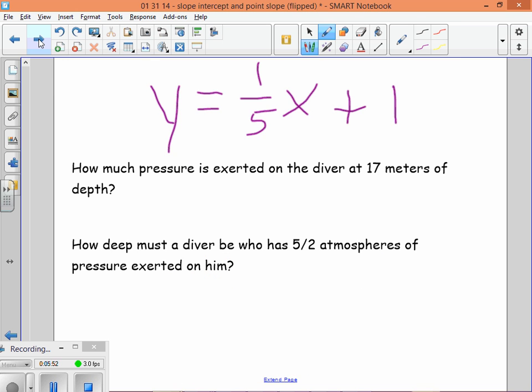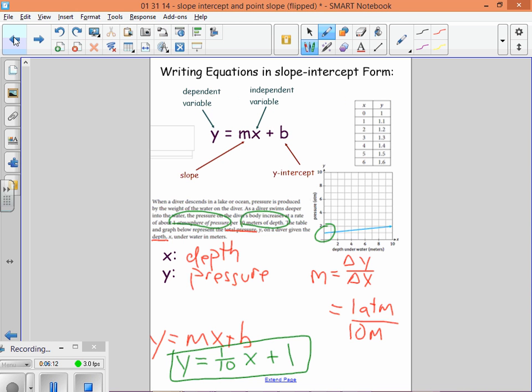Or actually, I wrote it on the next one, and I made a little bit of a mistake here. It's 1/10 x plus 1. How much pressure is exerted on the diver at 17 meters of depth? Well, we just use this formula, and we figure out which one is 17 meters of depth. Was depth my x or my y? Well, luckily I have that written down on the previous slide. X is my depth. Okay?